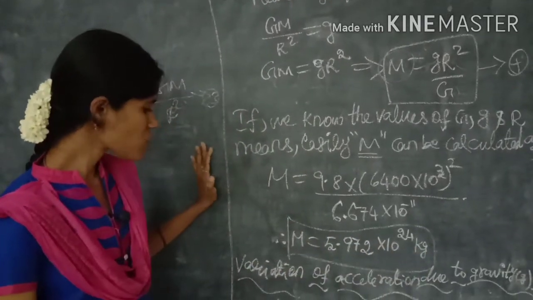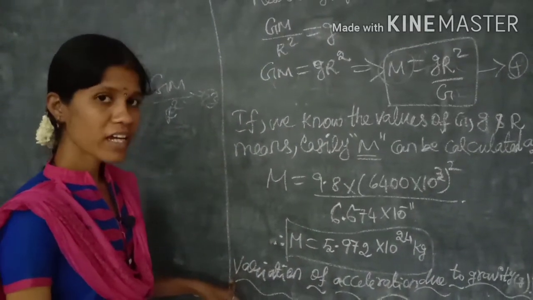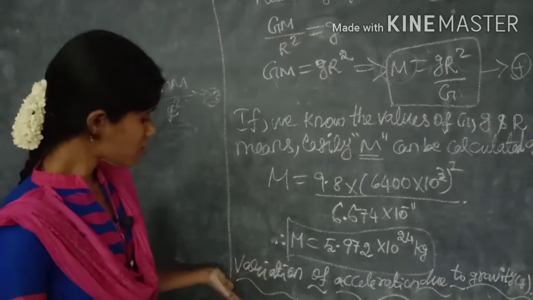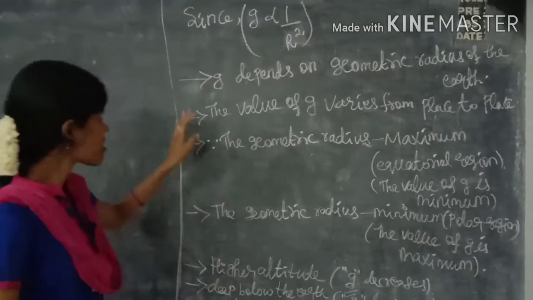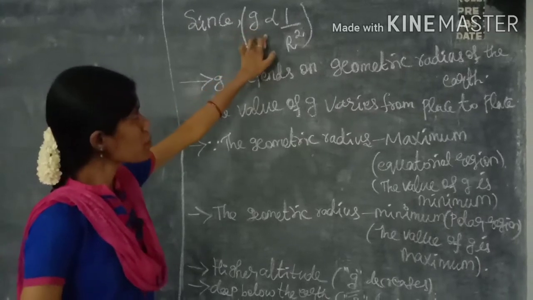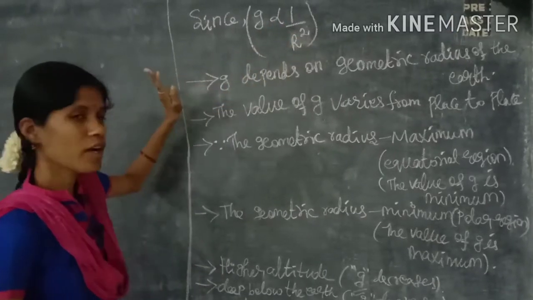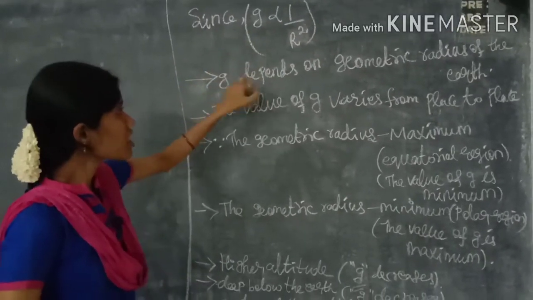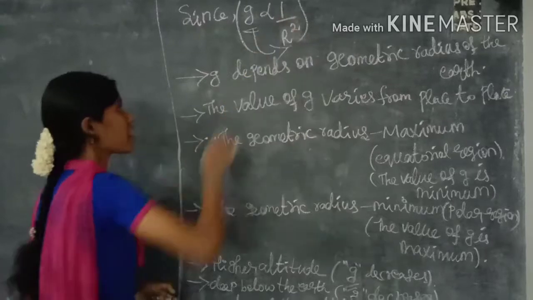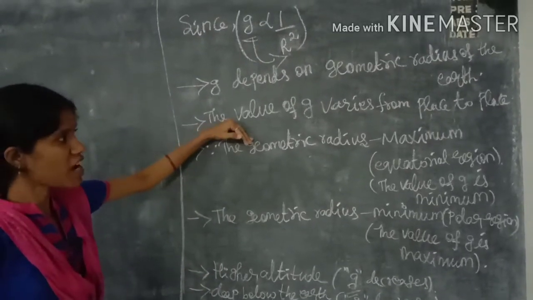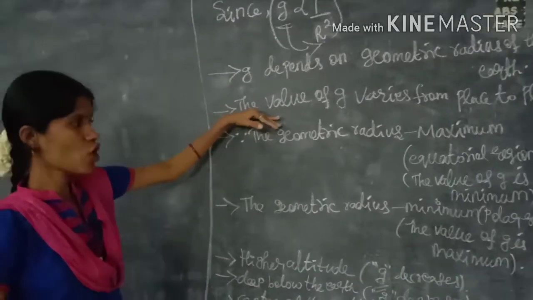The next topic is variation of acceleration due to gravity. The acceleration due to gravity varies from place to place. From the acceleration due to gravity formula, g is inversely proportional to r squared, that is g is proportional to 1 by r square. From this we can say that g depends on the geometric radius of the earth. So the value of g varies from one place to another. It is not a constant, fixed value; it changes from place to place.